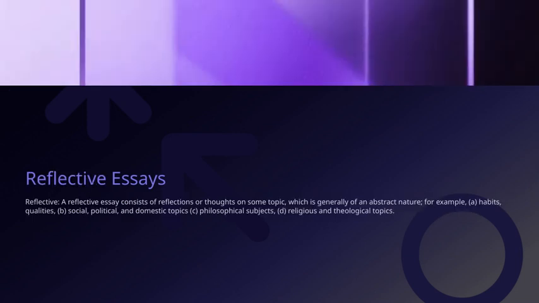Let's talk about reflective essays. A reflective essay is all about sharing your thoughts and reflections on a particular topic. These topics are usually quite abstract, meaning they deal with ideas and concepts rather than concrete facts. For example, you might reflect on your habits or qualities, things that define who you are. Or you could explore social, political, or domestic issues, which are often complex and thought-provoking. Philosophical subjects are also common in reflective essays, prompting deep thinking about existence, knowledge, or ethics. Additionally, religious and theological topics often come into play, allowing for personal insight and spiritual reflection.